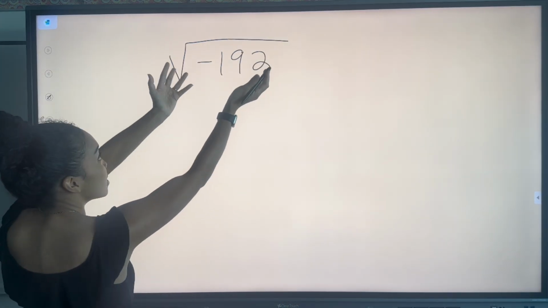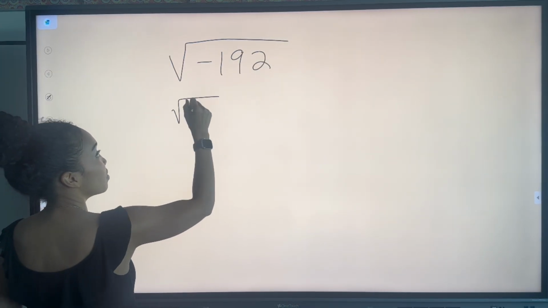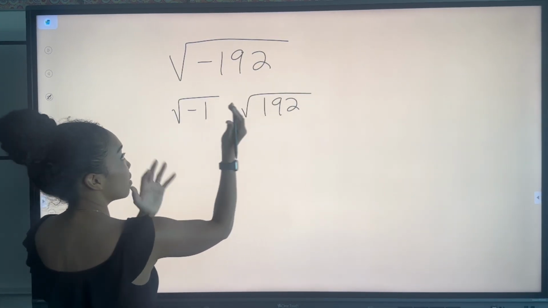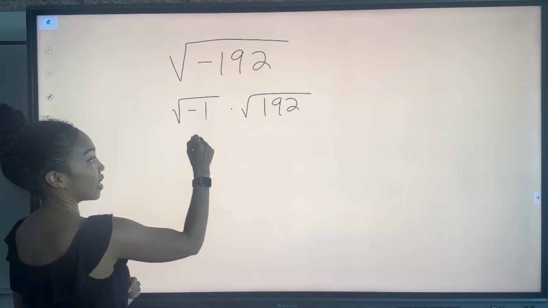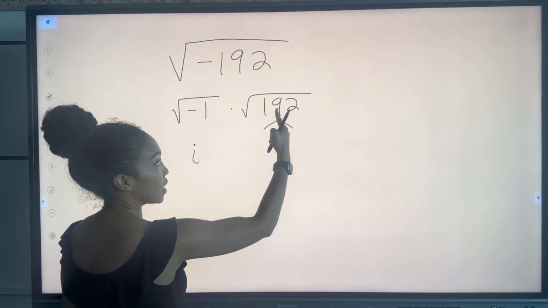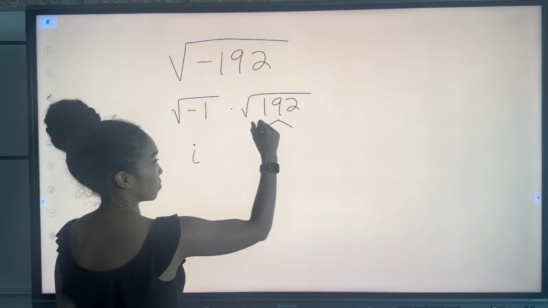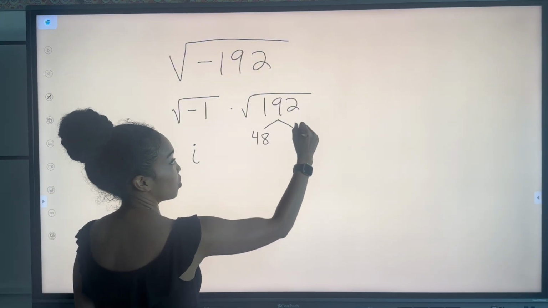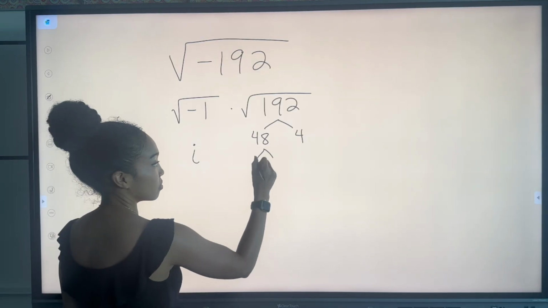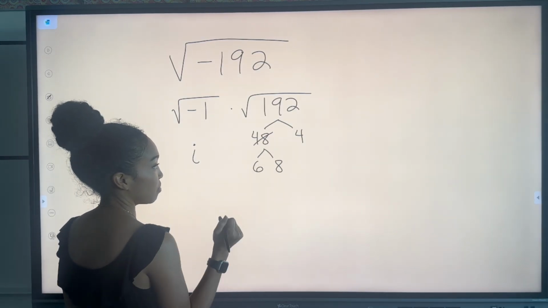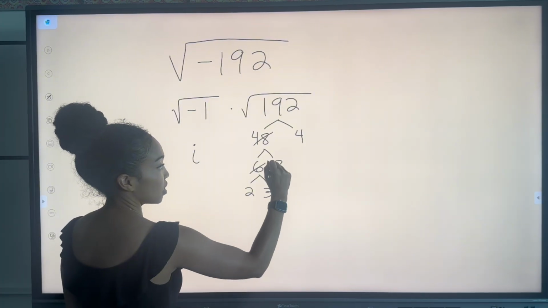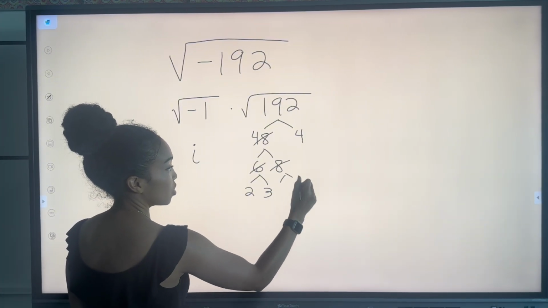Okay, so guys, this can be written as the square root of -1 times the square root of 192. This right here is just i. Let's break this down. So what are two numbers that can give you 192? 48 and what? 4. 4, perfect. And let's break down 48. 6 and 8. 6 times 8 is 48. Let's break down the 6: 2 and 3. Let's break down the 8: 2 and 4.